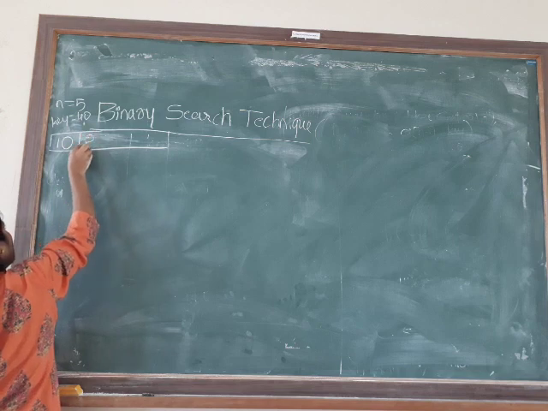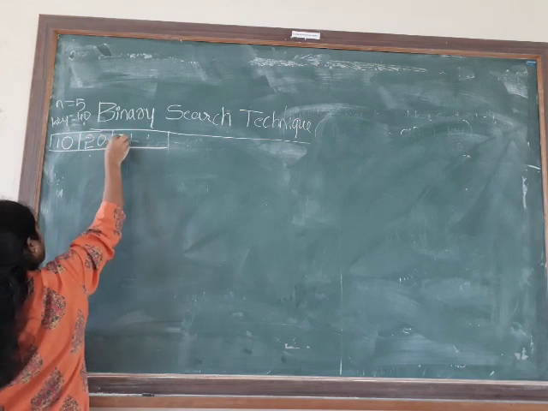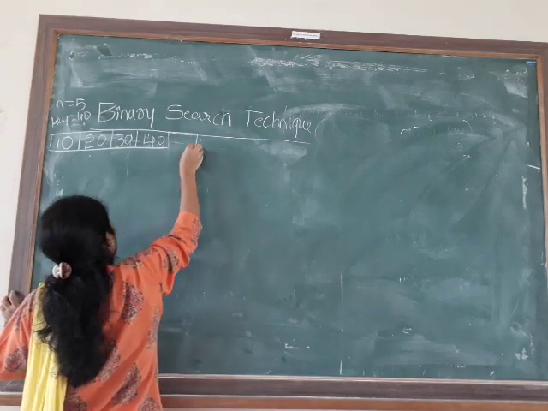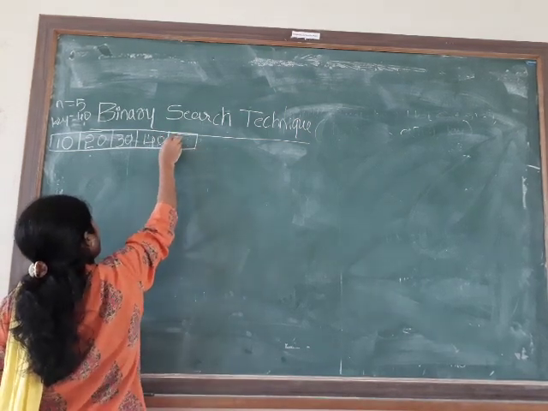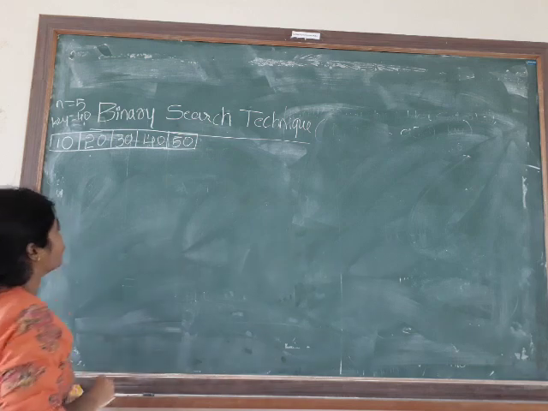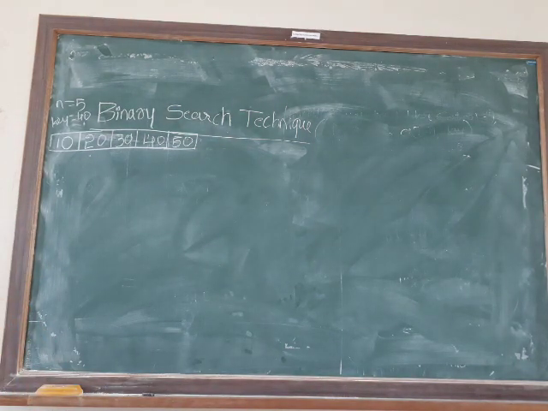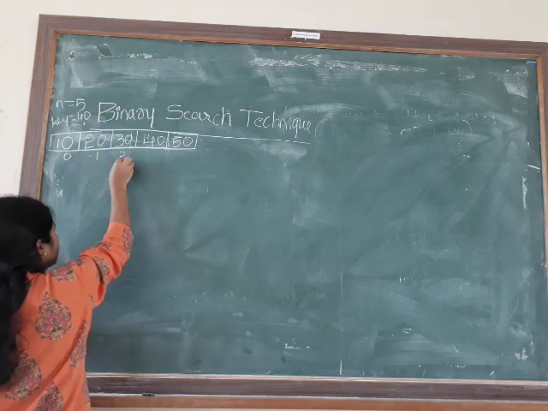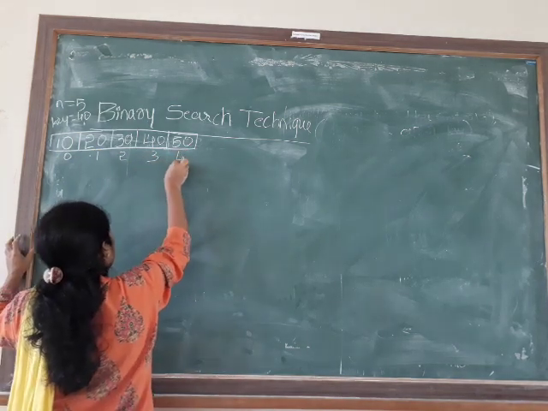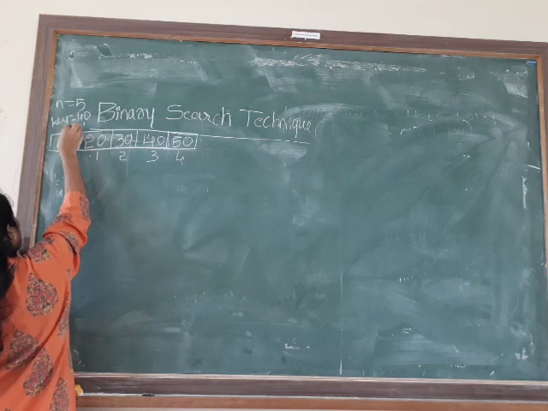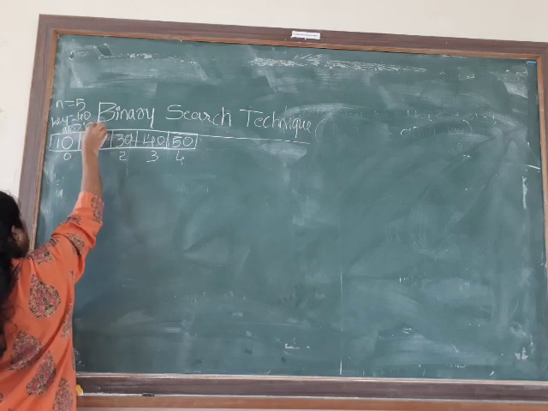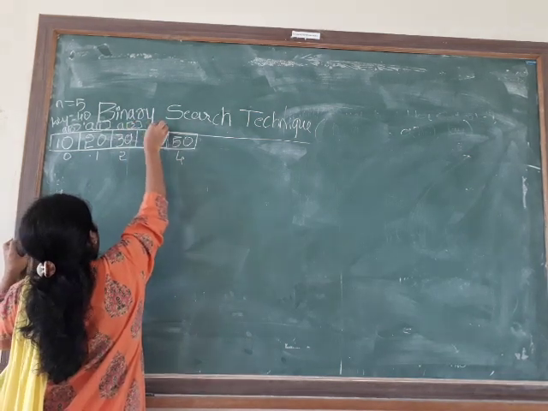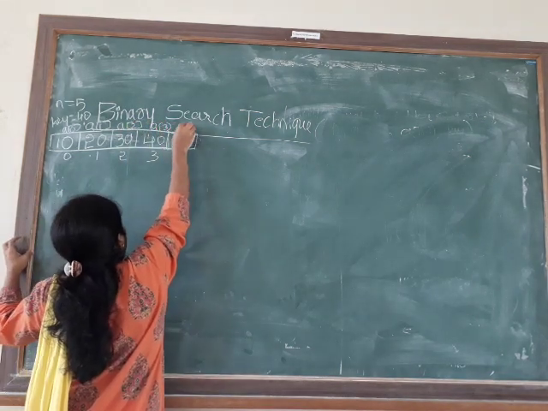10, 20, 30, 40, 50. That is nothing but indices 0, 1, 2, 3, 4. That is A of 0, A of 1, A of 2, A of 3, A of 4.